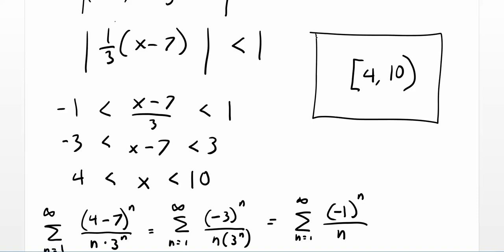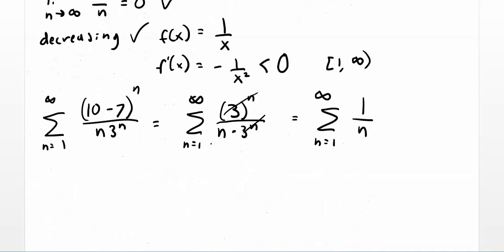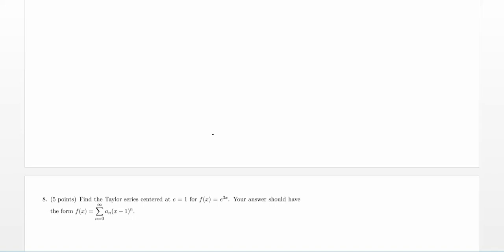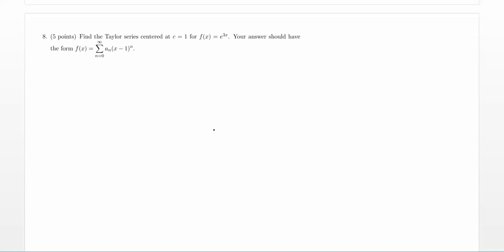If they ask you the radius of convergence, you would just take half of this interval, half of the length of the interval. Okay, next problem. This will be the last problem. Find the Taylor series centered at c equals 1 for f of x equals e to the 3x. Your answer should have this form.